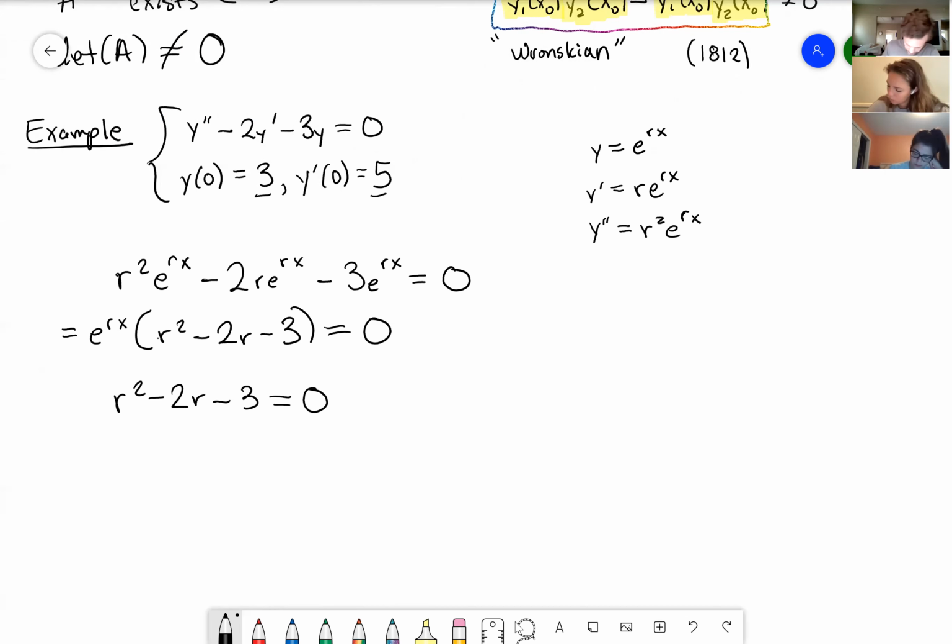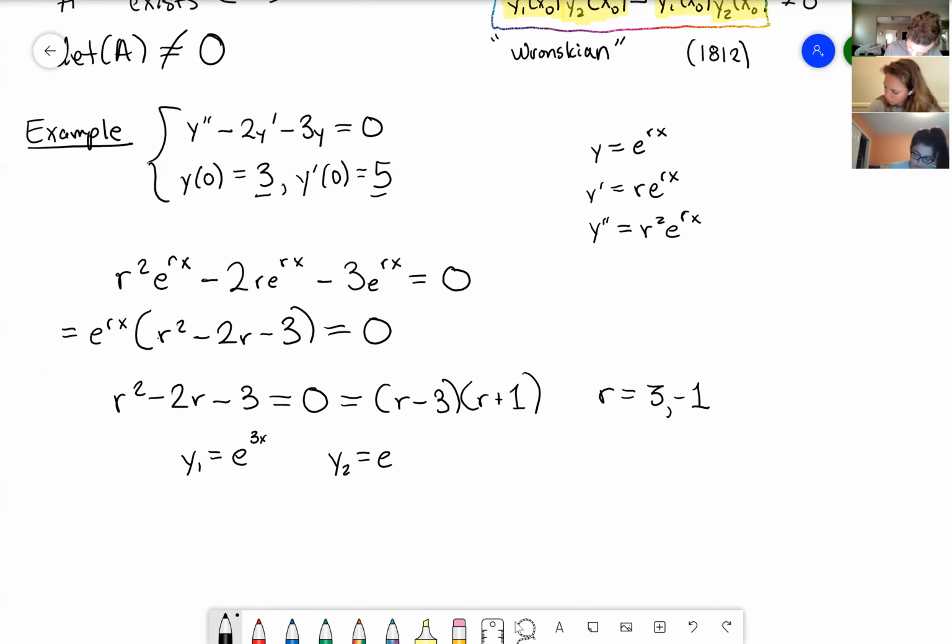So we'll do another step of factorization. Now we're really digging back into deep history. This was a long time ago that we learned to factor quadratics. And we know that this is equal to r minus 3 times r plus 1. And so we get r is equal to 3 and negative 1. And we have achieved two solutions to this thing. y1 is equal to e to the 3x, and y2 is equal to e to the minus x.